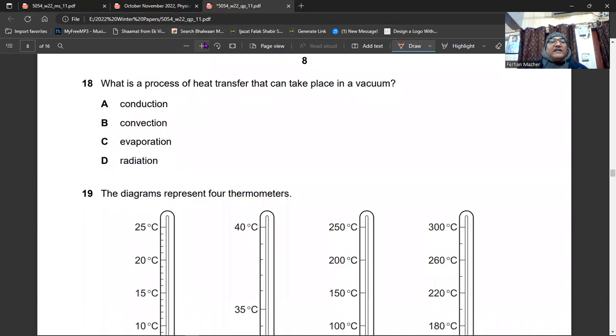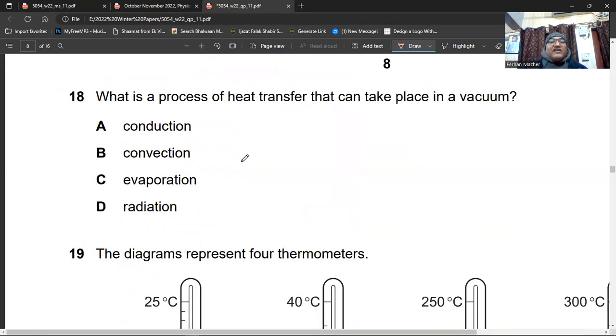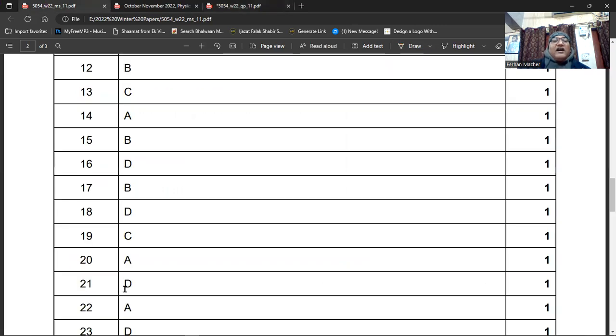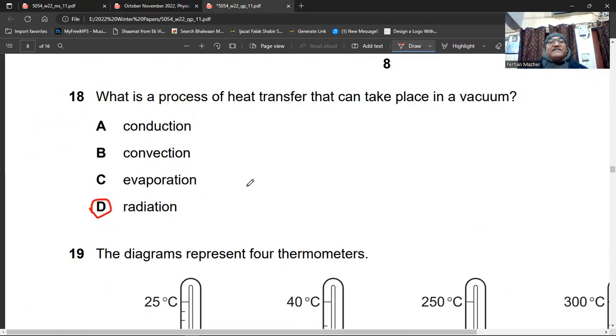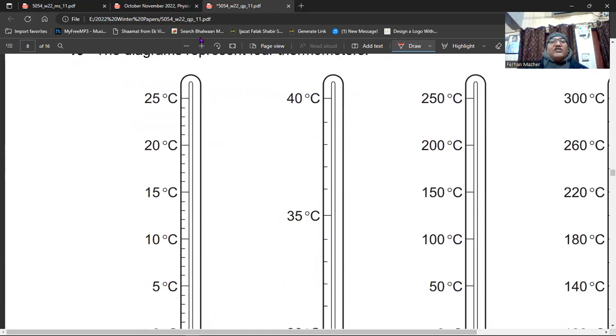Question number 18 we have on our screen, and it says, what is a process of heat transfer that takes place in a vacuum? In a vacuum, conduction cannot happen. In a vacuum, convection cannot happen. So in the vacuum, the thermal energy is transferred by infrared radiation. So D is the right choice. Infrared radiation. 18, D is the right choice. Okay, so we are going to the next question.